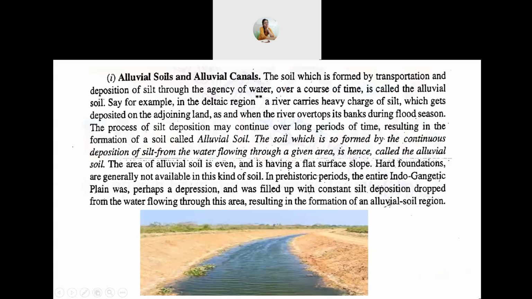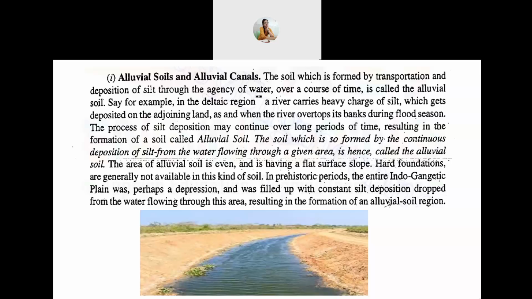First one, alluvial soils and alluvial canals. The soil which is formed by transportation and deposition of silt through the agency of water over a course of time is called the alluvial soil. Example, in the deltic region, a river carries heavy charge of silt, which gets deposited on the adjoining land as and when the river overtops its banks during flood season. The process of silt deposition may continue over long periods of time, resulting in the formation of a soil called alluvial soil. The soil which is so formed by the continuous deposition of silt from the water flowing through a given area is hence called the alluvial soil.